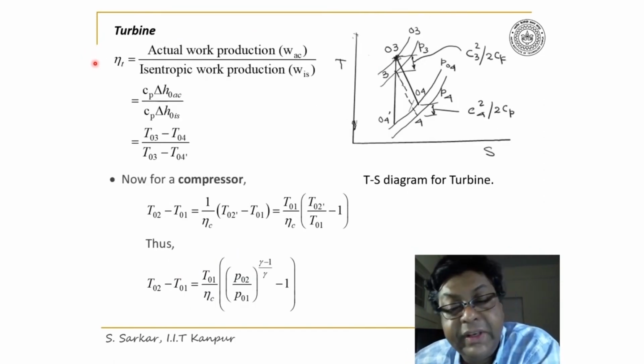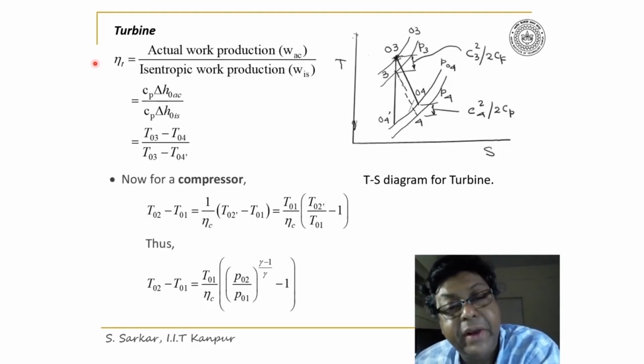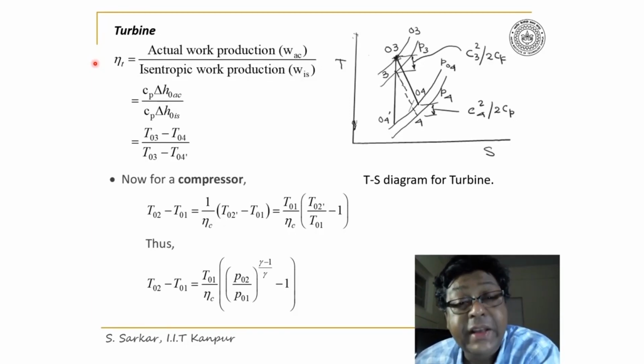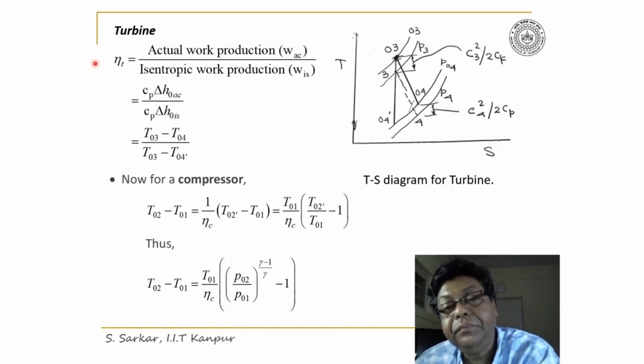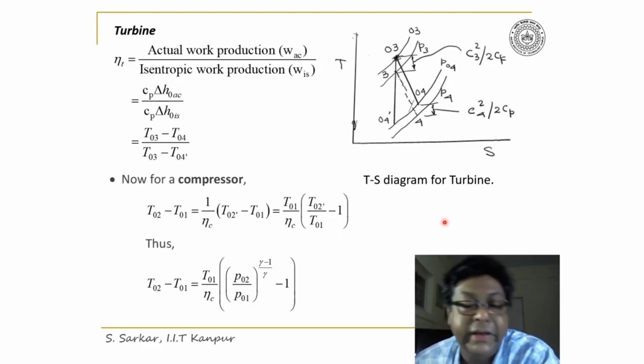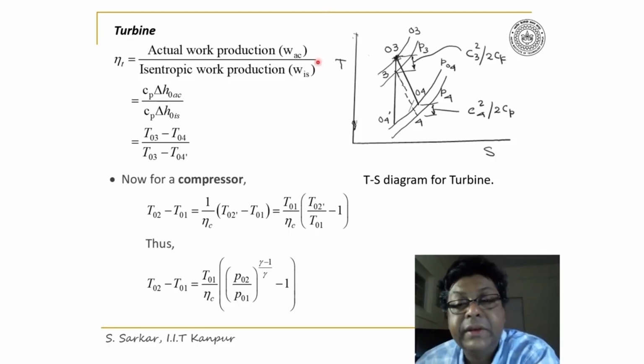Now the isentropic efficiency for the turbine can be expressed as actual work production divided by isentropic work production. Note that for a turbine, isentropic work production will be higher than the actual work production. And the TS diagram here represents the expansion process. So I have identified both the total pressure and the static pressure and the corresponding static point and the total pressure point.